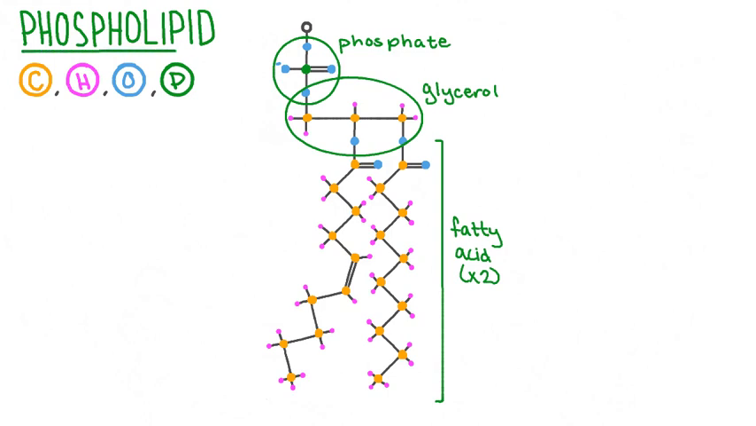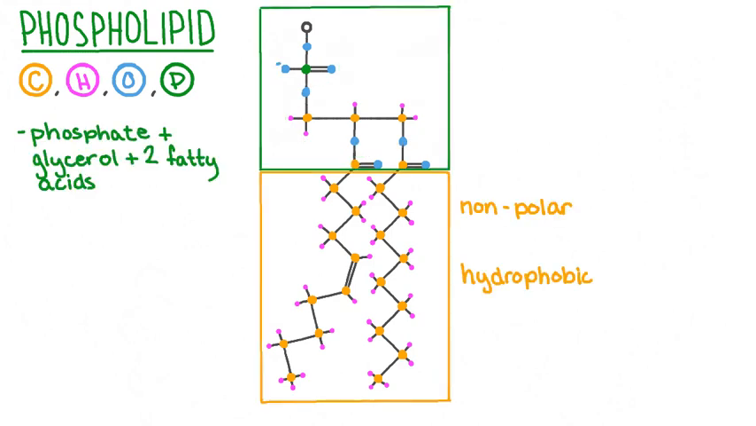Phospholipids have a structure similar to that of triglycerides. The main difference is that the glycerol alcohol is bonded to a phosphate group, which means that there's only space for 2 fatty acid chains instead of 3. This structural difference gives phospholipids some important properties. We're already aware that hydrocarbon chains are nonpolar. Another way that we describe this part of the phospholipid is hydrophobic.